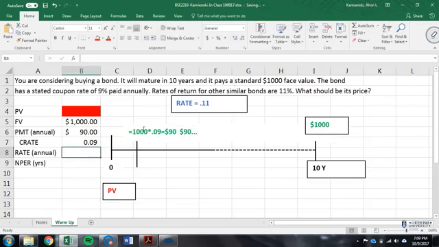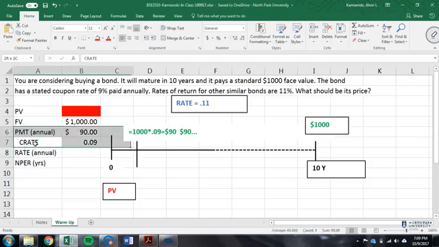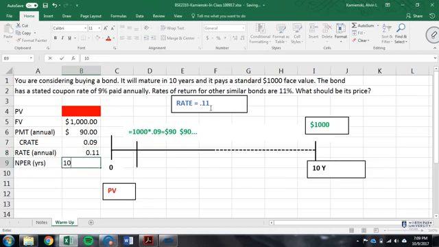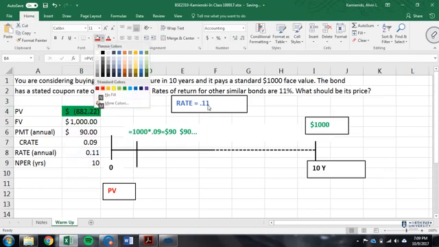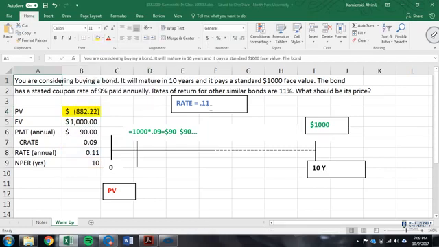The rate is always going to refer to the yield to maturity. The coupon rate is only used to determine payment. When we say rate, what we really mean here is yield to maturity. So notice it's the one in blue on the top of my timeline where the number of my periods is years. Now I can go ahead and solve at a rate of 11% with 10 years, a payment of $90, and a future value of 1,000 that I should be willing to pay up to $882.22.